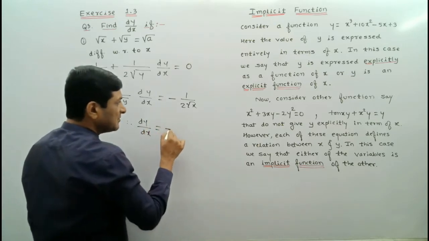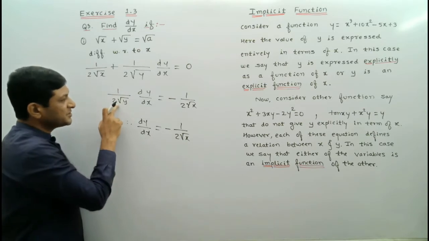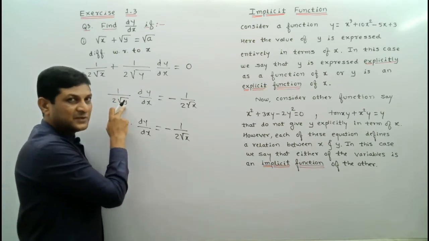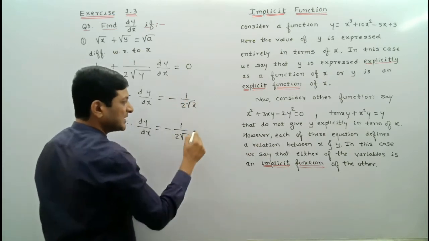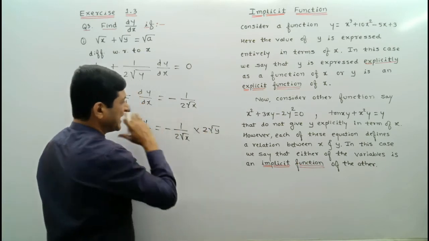So on this side, -1 upon 2 root x, keep it as it is. Here we can observe that the denominator is 2 root y. So on this side it will be divided, so on this side it will get multiplied by 2 root y. So 2 root y will get multiplied on this side.